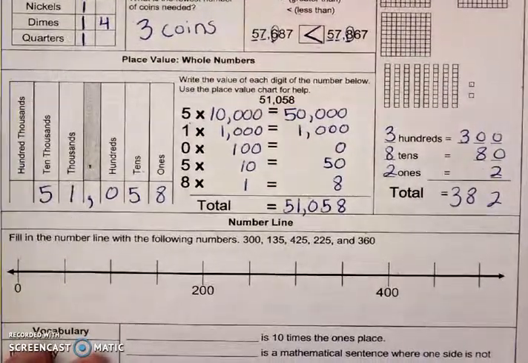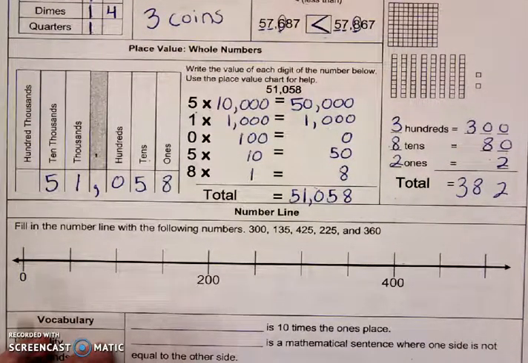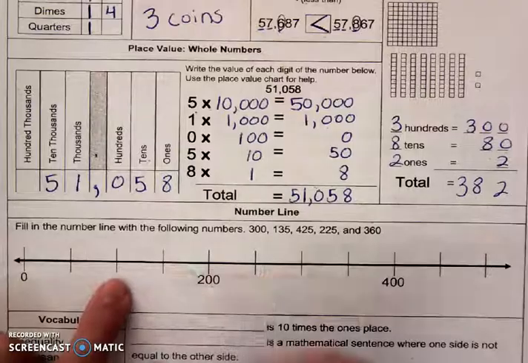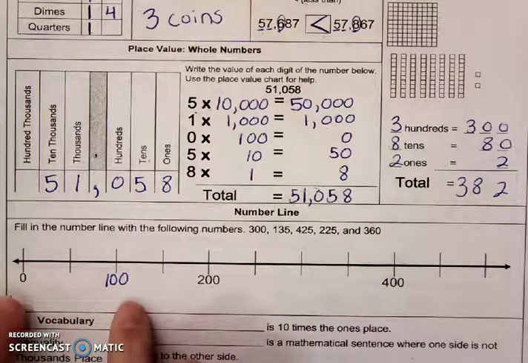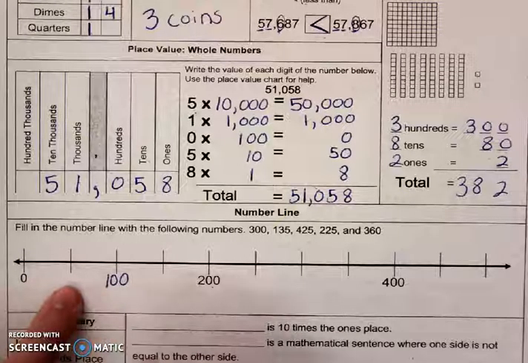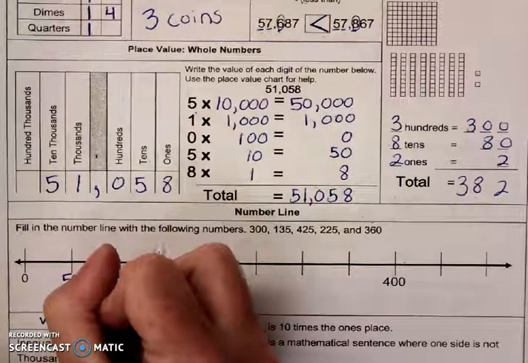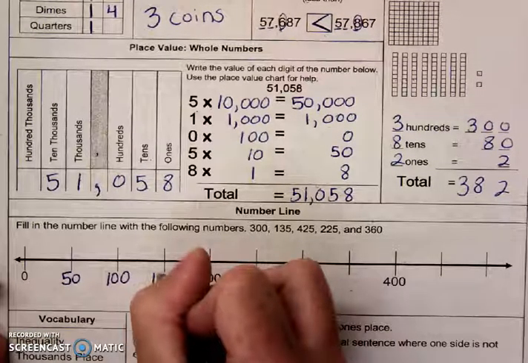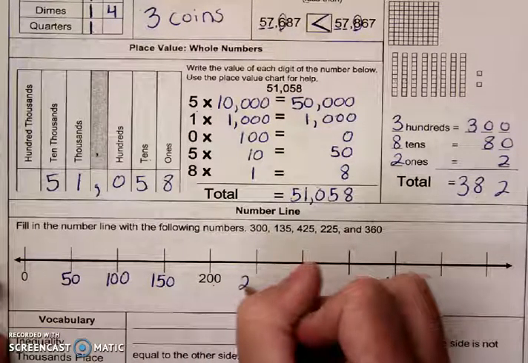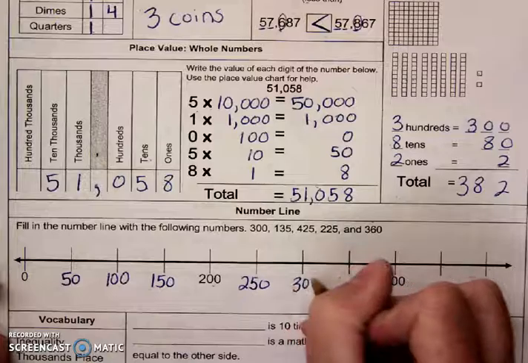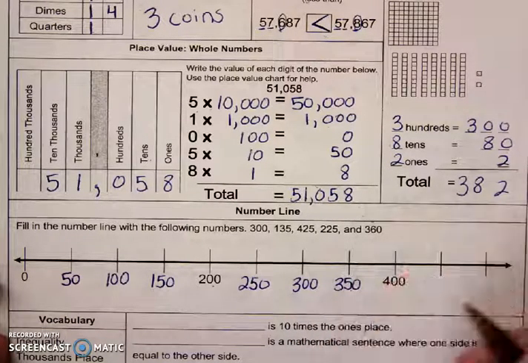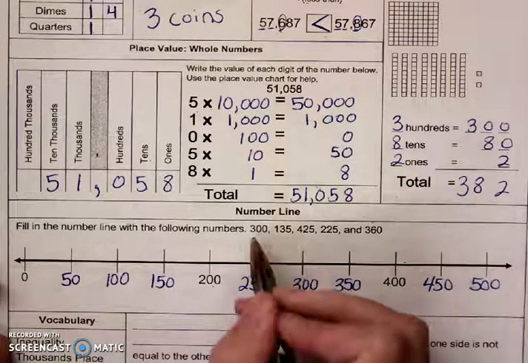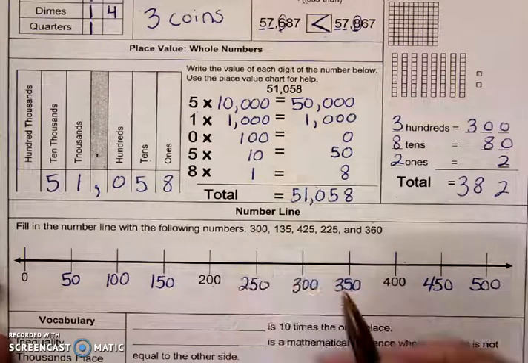My number line, again, is counting by 50s, but if I don't know that, if I know this is 0 and this is 200, I know halfway in between would be 100. If I have 0 and 100, halfway in between those two numbers would be 50. So now I know I'm counting by 50s. 0, 50, 100, 150, 200, 250, 300, 350, 400, 450, 500. We have 300. That one's easy because it's right there.